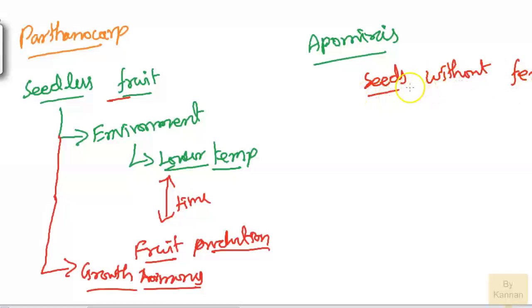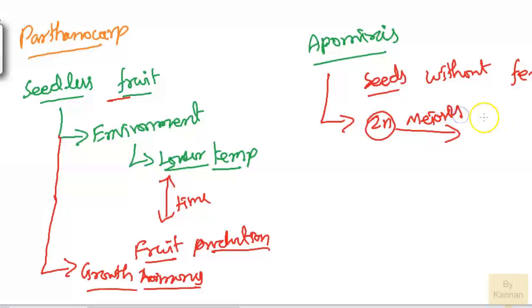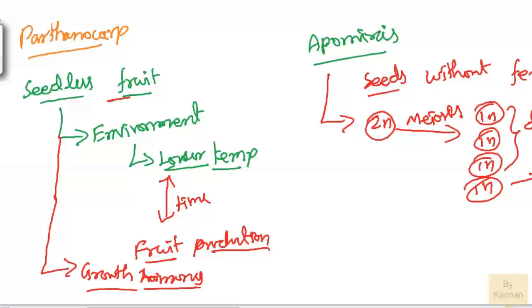How does this occur? You all know that initially, inside the ovule, the megaspore mother cell in the female reproductive organ is a 2n cell. After meiotic cell divisions, it forms four 1n cells, and three of them degenerate, and one forms the embryo sac. This is how the female reproductive cell is produced in plants.